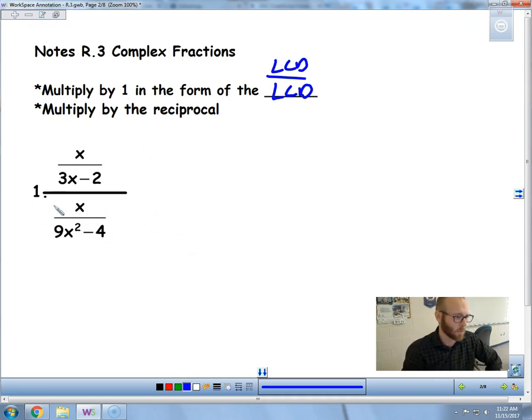So take a look at this one. Yeah, we just have a fraction in the denominator. Let's try this method first of multiplying by the reciprocal. Now I wish this would have come out a little bit better. That division sign is actually bigger there. We're taking x over 3x minus 2 over x over 9x squared minus 4. So we're taking this fraction and dividing it by that fraction. So let's change this to multiplying by the reciprocal.